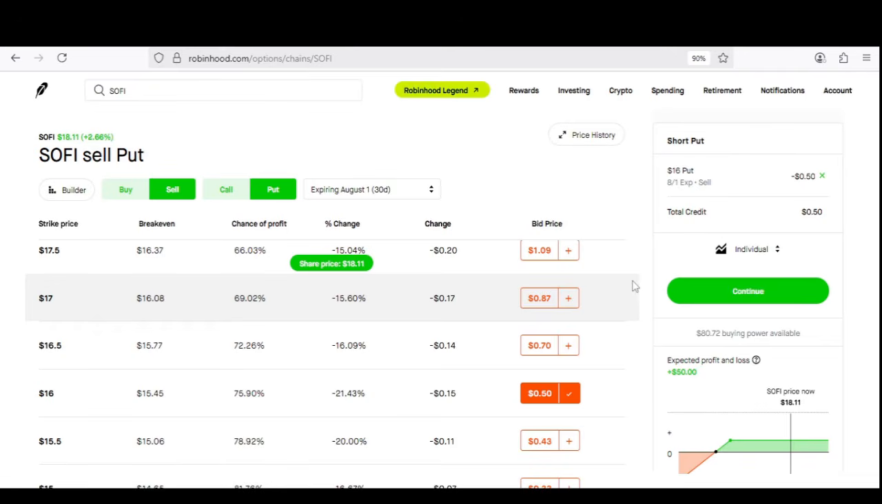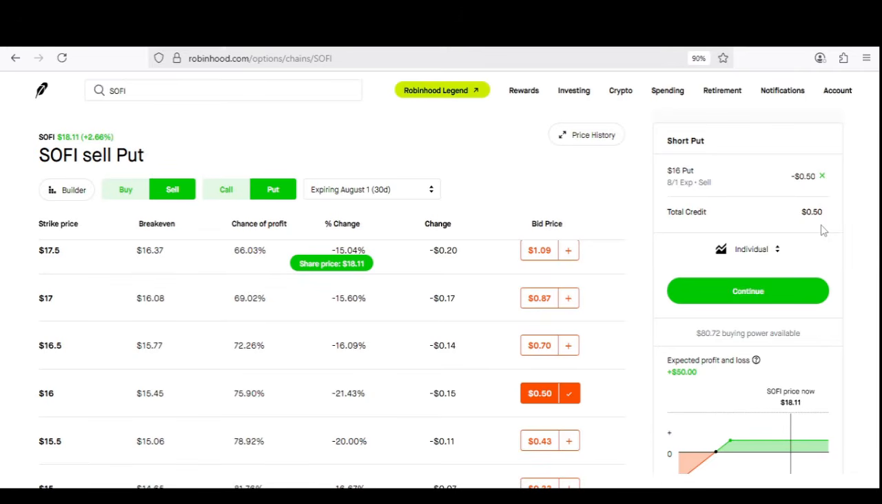Now, the most important thing that's going to help you grow a small account portfolio is what we call options premium. So, whenever you go ahead and do this option strategy, you're going to be receiving premium. The premium in this case is going to be $50. If you were to do this option strategy every 30 days, you will be receiving $50.